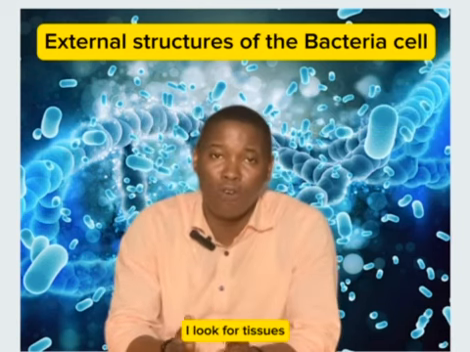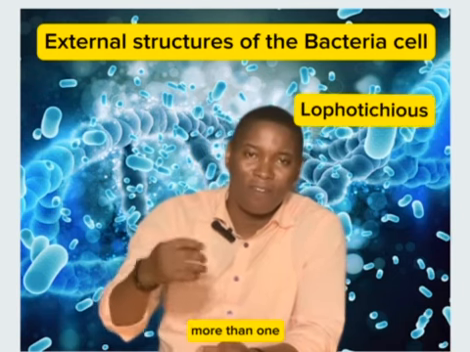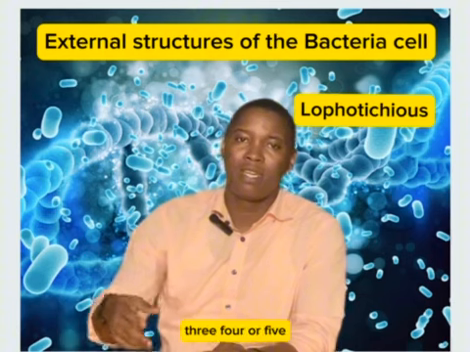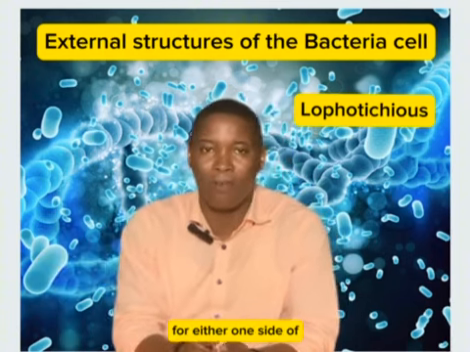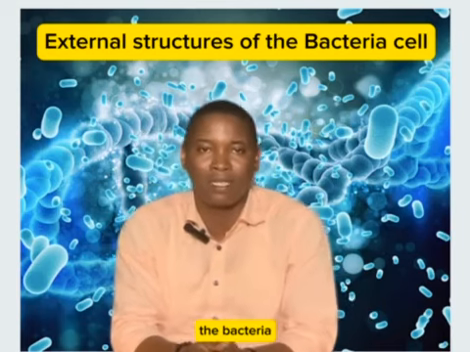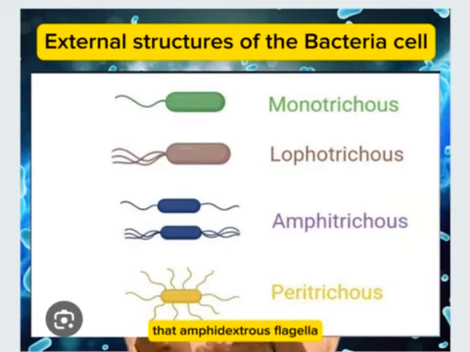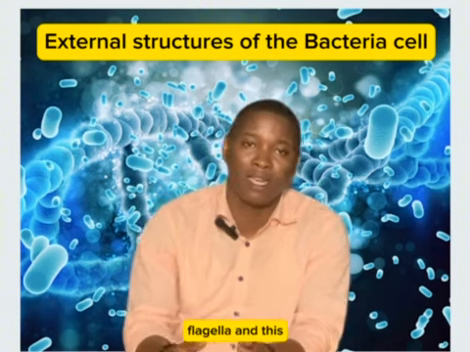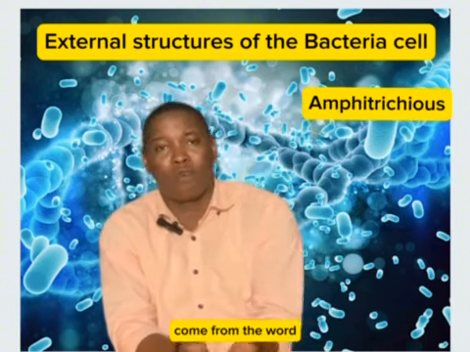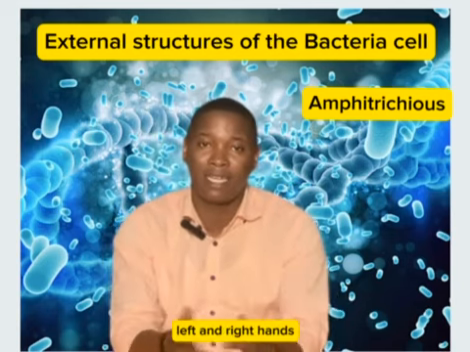The second one na lophotricious. Many a times bacteria dey wey will get more than 1 flagellum. So if you get 2, 3, 4, or 5, all of this, and if you get them for either one side of the bacteria or another side of the bacteria, we will call such a flagella lophotricious flagella. Now the third one na amphitricious flagella. And this amphi word been come from the word ambidextrous, which means say person wey fit use both hands, left and right hands very well.